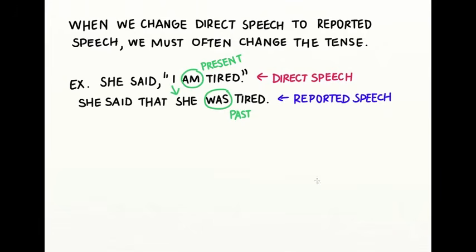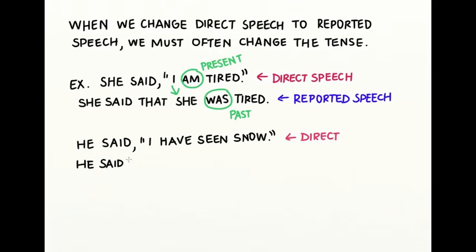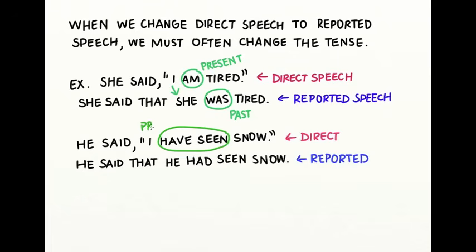Another example, he said, "I have seen snow." This is direct speech. In reported speech, we say, he said that he had seen snow. Notice the present perfect changes to the past perfect.